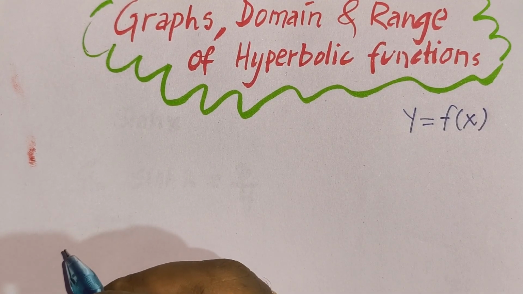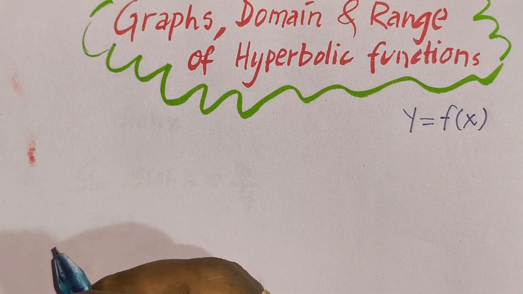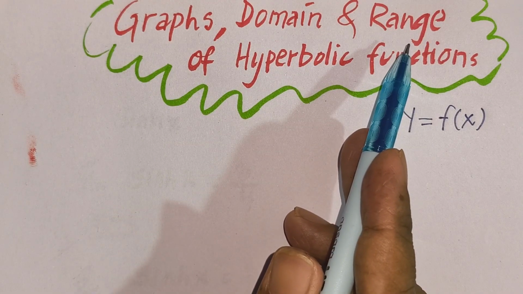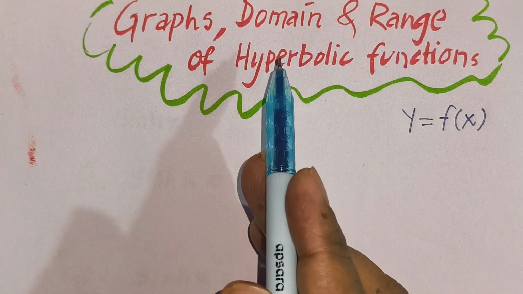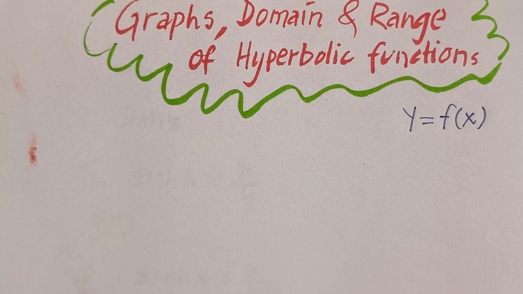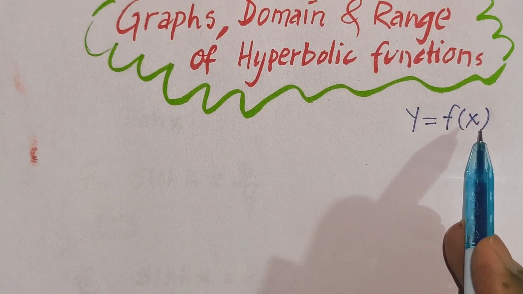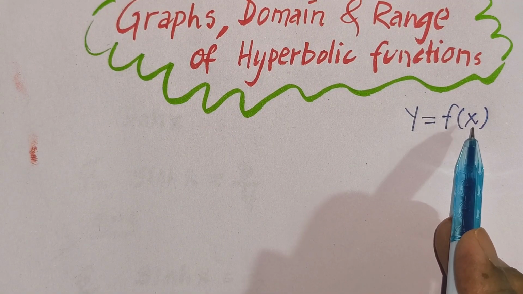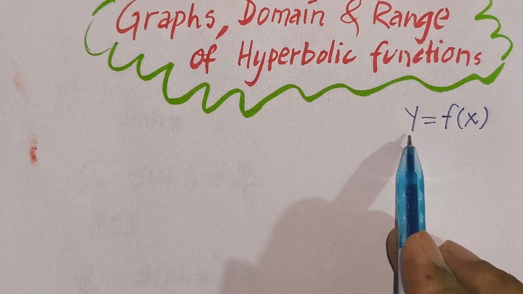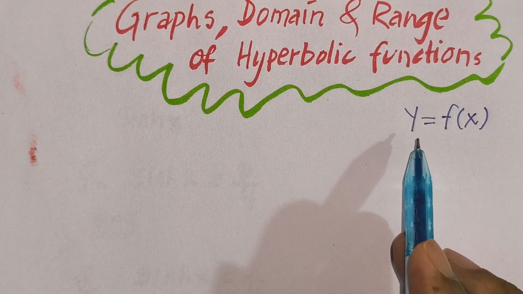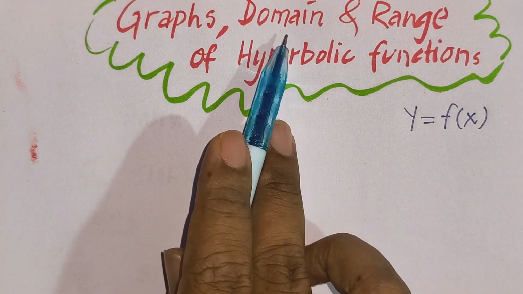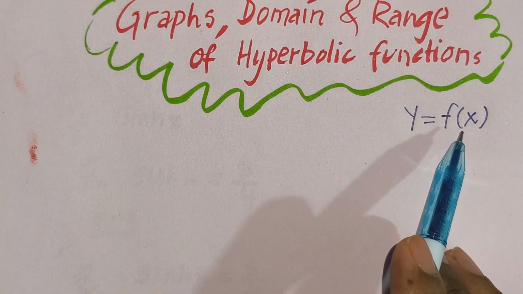In this lesson, we will quickly learn how to plot hyperbolic functions, and what their domain and range are. This lesson is very important since for any function y equals f of x, we must know what set of values we can put in place of x so that we will find a real value at y. Those values, that set, is the domain: the set of values we can put in the function f.